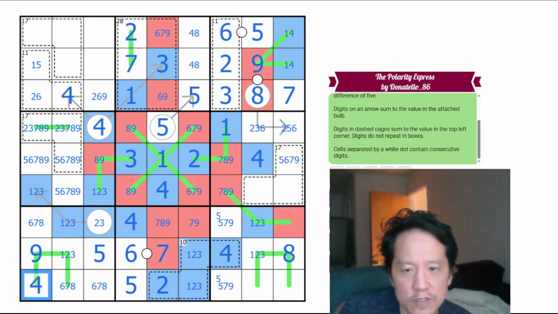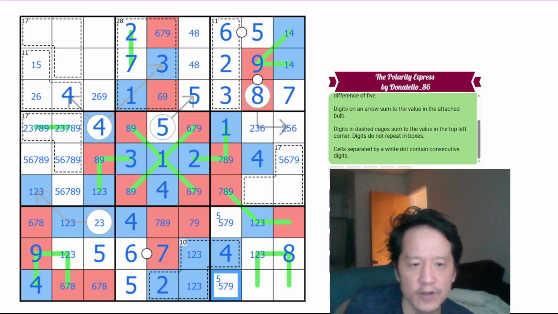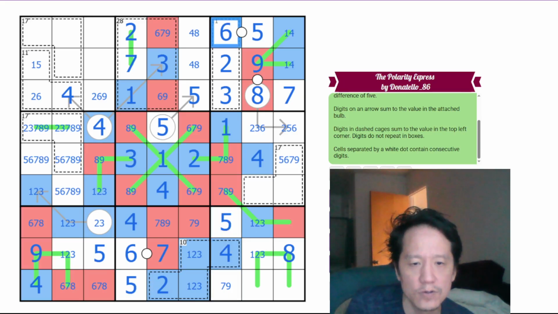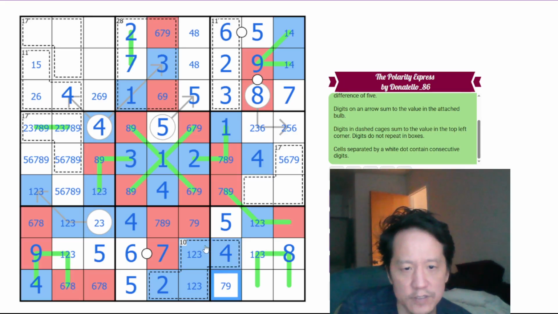So this is a low. This is high, obviously. This is high. These are high. And this is a high. Well, this can't be 5 anymore because of the 5 here. So this has to be a 5 here. This is a high digit. These can't be 2. This is a high digit. This is a high digit.